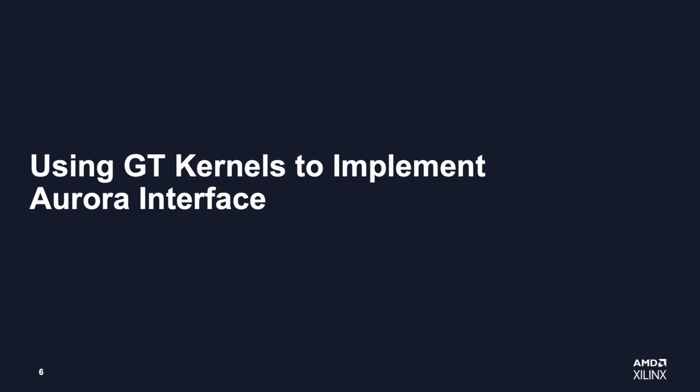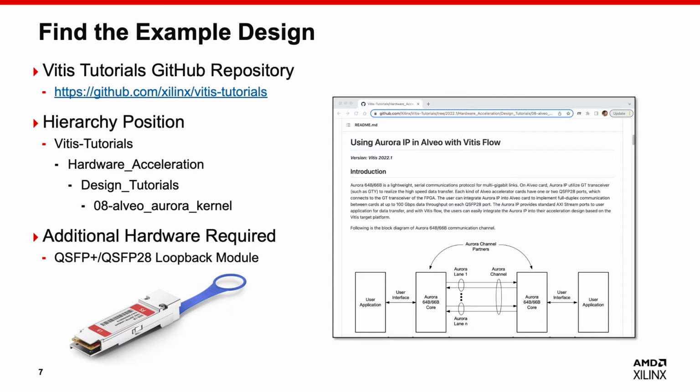Now I will briefly introduce the Vitis Flow to integrate the GTY transceiver on Alveo card to implement the Aurora communication protocol. An example design is provided here to illustrate the design flow, and you can find the source code on the GitHub repository of the Vitis tutorials. Please note, if you want to run the design on an Alveo card, you will need a QSFP loopback module, which can be inserted into the QSFP cage of the Alveo cards.